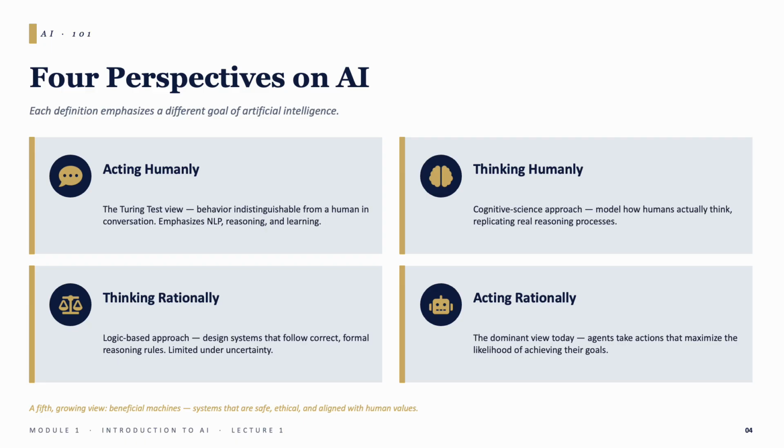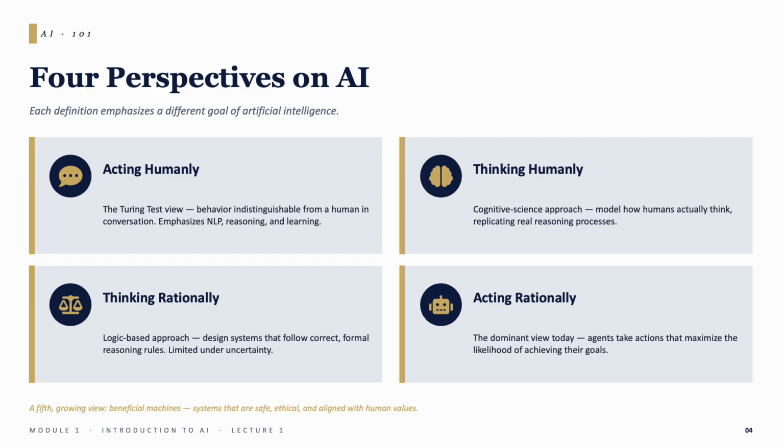The researchers view AI from four different perspectives. The first is acting humanly, where machines behave like humans. The second is thinking humanly, where systems attempt to imitate human thinking processes. The third is thinking rationally, which focuses on logical and correct reasoning. The fourth is acting rationally, where systems choose actions that maximize success in achieving goals. Today, acting rationally is the most widely accepted approach because it focuses on results rather than copying human behavior exactly. A newer perspective also emphasizes building AI that is beneficial, safe, and aligned with human values.